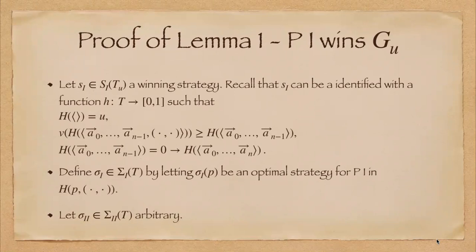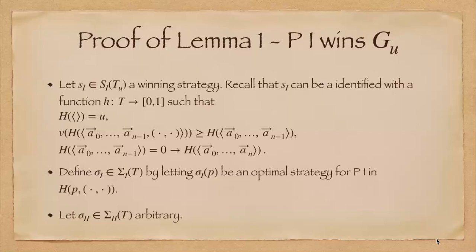And now you can remember that any strategy can be identified with a function that assigns numbers to positions in 2. This function h assigns numbers to positions such that from any position, the game playing in this position and getting the payoffs in the next position has a value greater than the current value of h. And also once it gets 0, it stays 0. And in the beginning, it is u in the empty position.